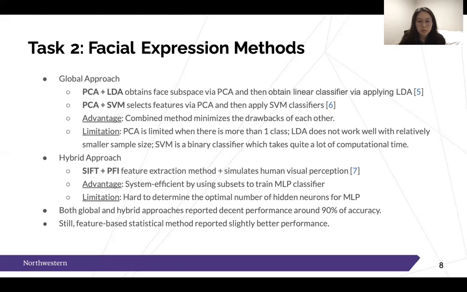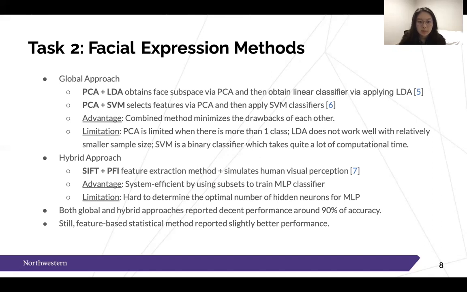Bogara et al. proposed SIFT matching with PFI that is similar to the human visual perception. It is efficient in terms of its runtime with the multi-layer classifier, but it is difficult to determine the optimal number of hidden neurons for MLP. Both global and hybrid methods have reported higher accuracy, like over 90%.